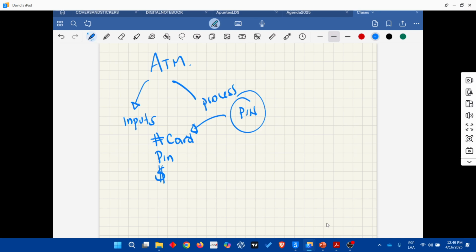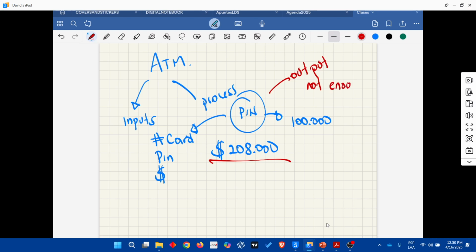What does that mean? Let's suppose that you are going to withdraw 208,000 pesos, and in the system, in your bank account, you have only 100,000 pesos. So you don't have enough money to withdraw this one. So you are going to receive an output message that says not enough money.